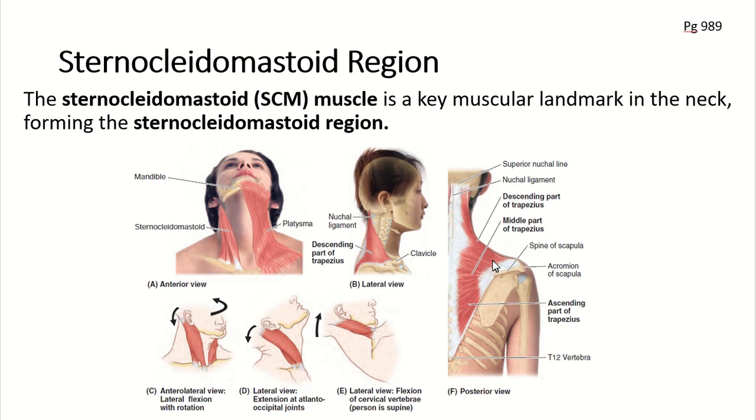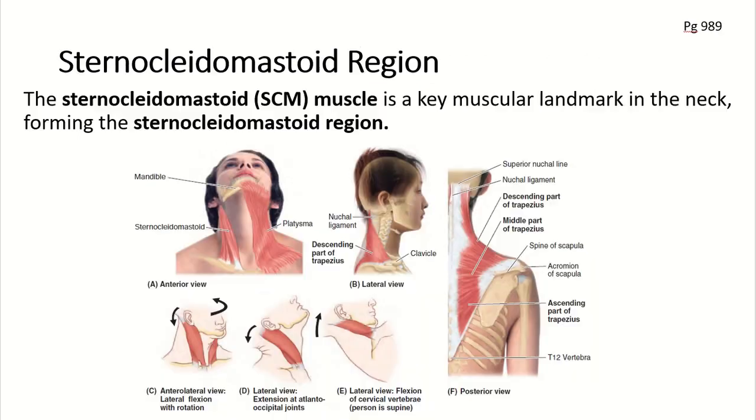Starting from the anatomical position, if you tonically contract the sternocleidomastoid, you can maintain the posture of the cervical vertebral column. And if you contract both of the sternocleidomastoids, of course they're bilateral, so on both sides, you can cause extension of the head at the atlanto-occipital joints and elevate the chin.